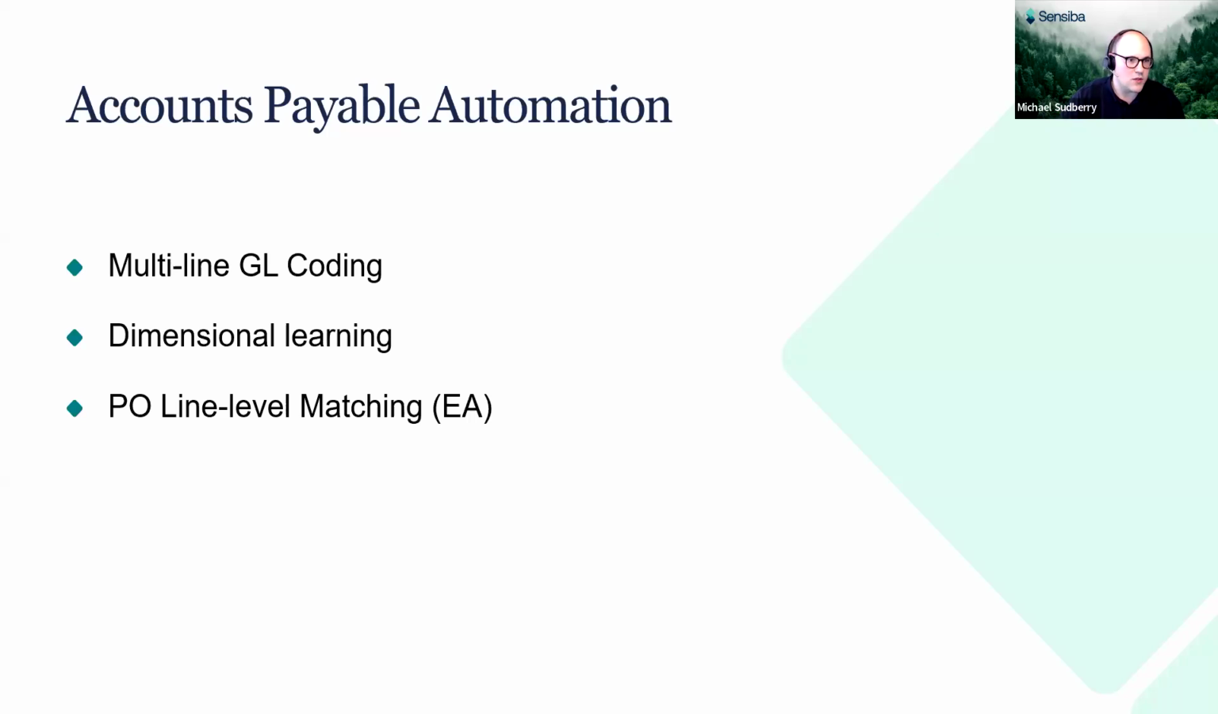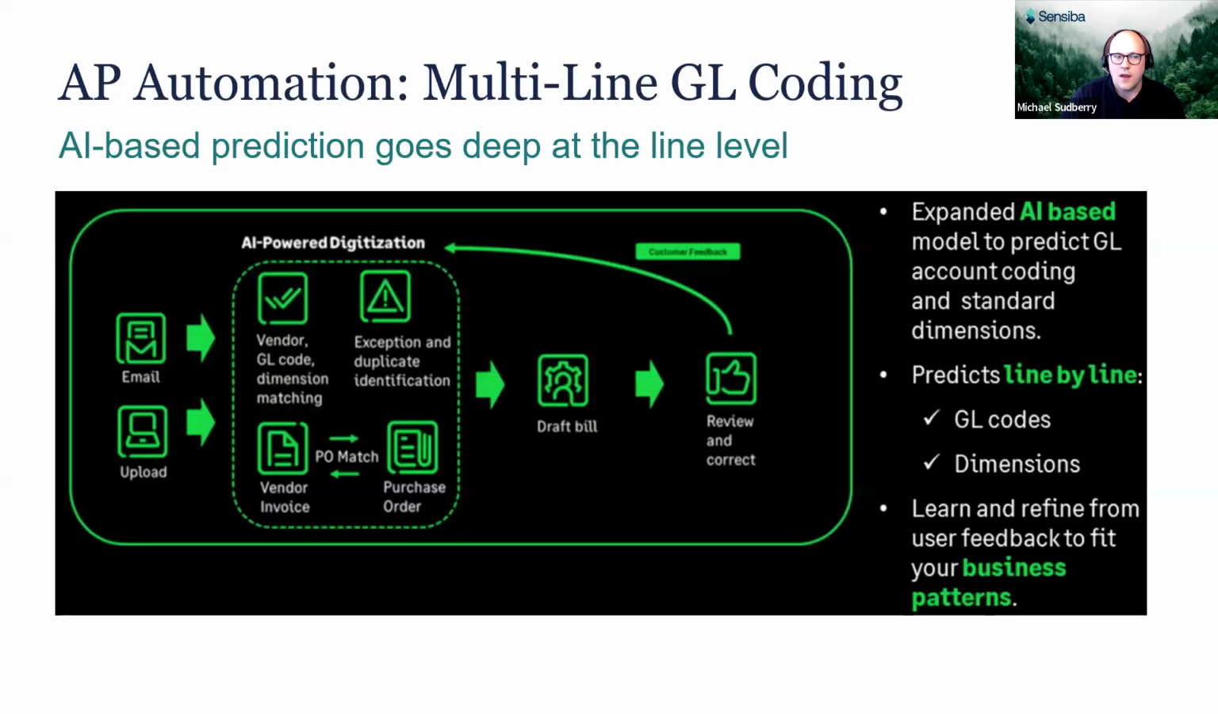This used to be a single line, didn't have as much dimensional accuracy. So now Sage has included multi-line GL coding in the bills. So it's not just one line level. You can have multiple line items to different expense accounts or just any accounts, and it's going to capture that for you.